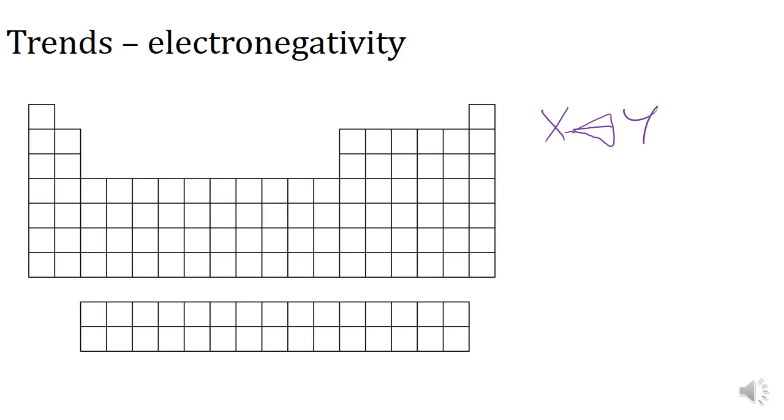So as we move along a period, electronegativity increases. Electronegativity increases. So fluorine is much more electronegative than lithium.